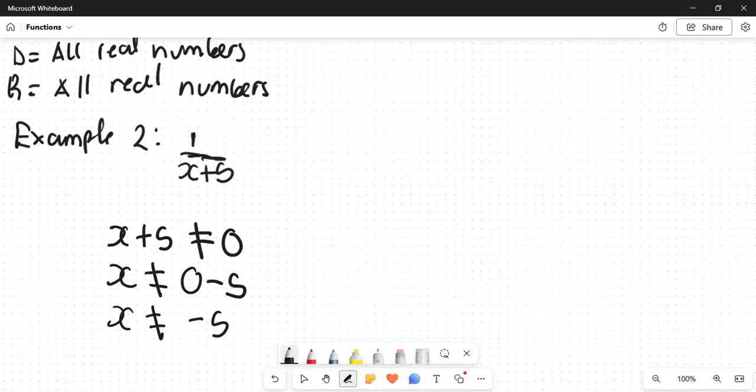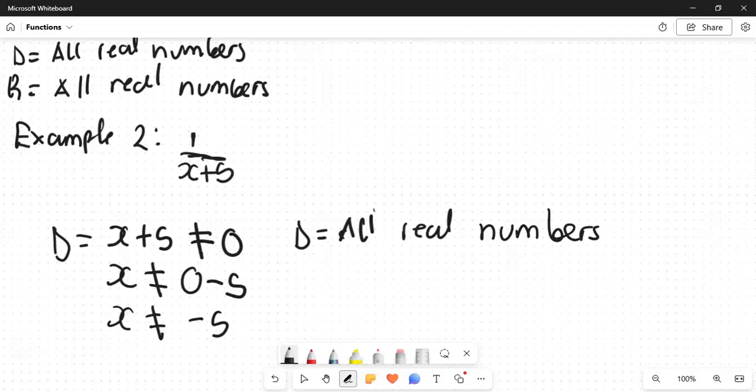What does this mean? So what it means here is the domain here are all real numbers except negative 5. So domain is all real numbers except negative 5. So this is our domain right here.